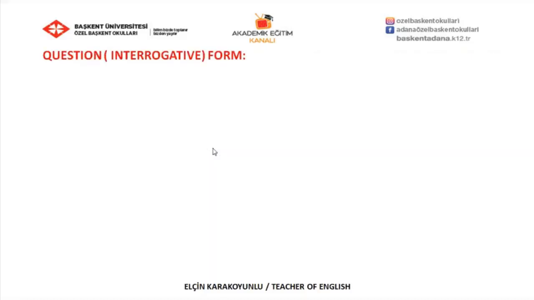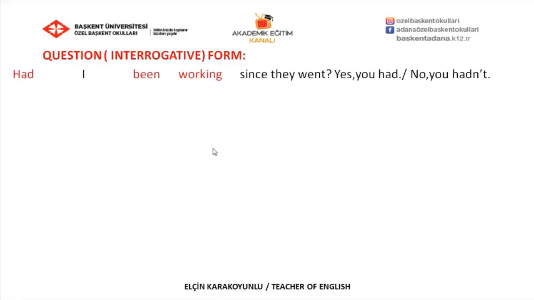Let's go on with the question form this time. We use had at the beginning of the sentence because it's the kind of question sentence. So first we use had, and after had we use the subject, and then we use been and the ing form of the verb. Had I been working since they went? Yes, you had, or no, you hadn't. These are the short answers. If you want to answer in full, we can say, yes, you had been working since they went, or no, you hadn't been working since they went.